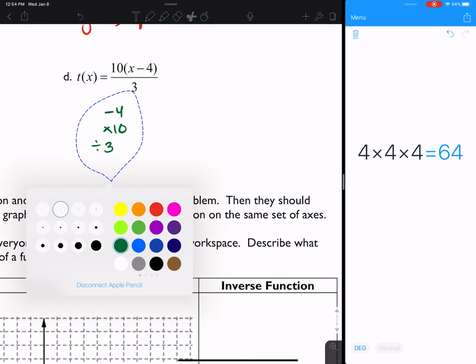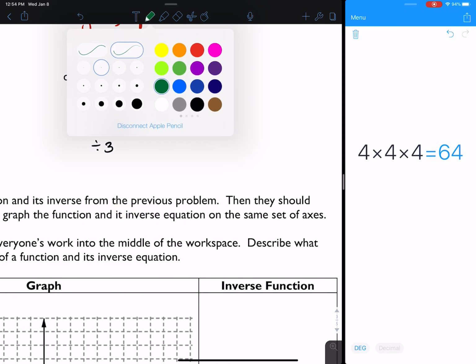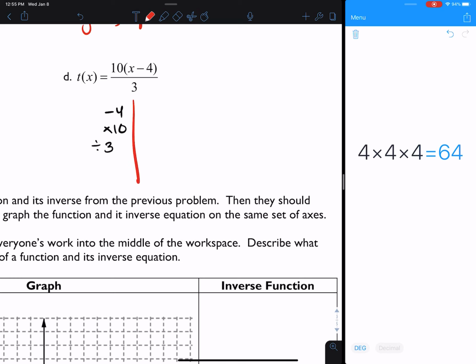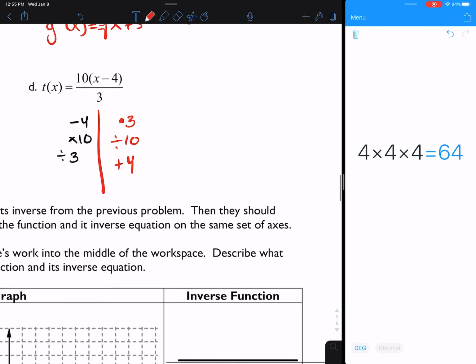Now to undo it, to find the inverse equation, I'm going to go ahead and undo each of the operations, but in reverse order. So first thing I'm going to do is multiply by 3. I always start with the last operation. I'm going to divide by 10. I'm going to add 4. So that means the inverse function for t of x, t inverse of x, is equal to x times 3, divide by 10, add 4 more. So there's our function, and then I'm going to check it.